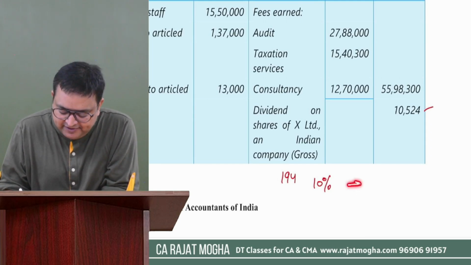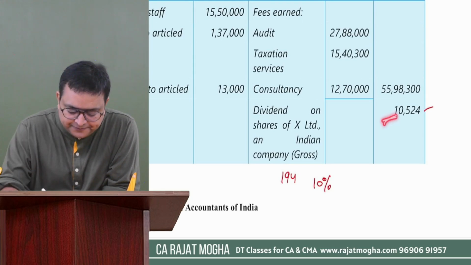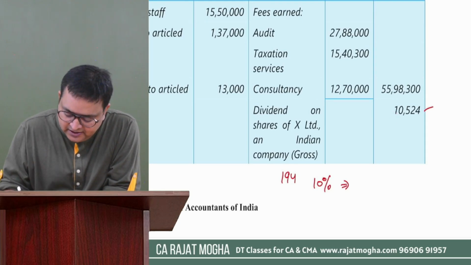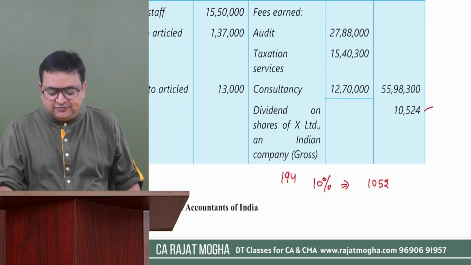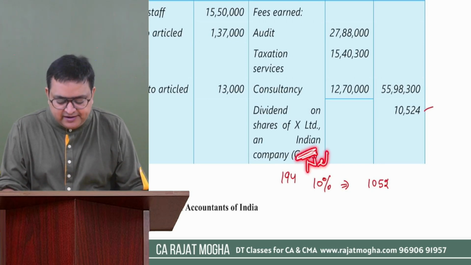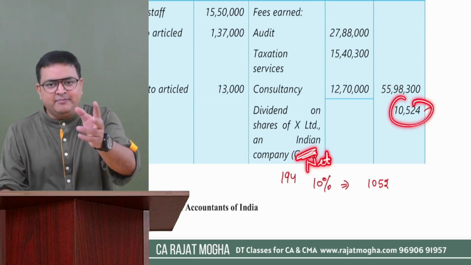Then this is simply, we can do 10% of this amount. How much will it be? It will be 1052, right? Okay, tell me what would have been the case if this would have been not gross, if this would have been net. So first of all, you have to do that mathematics.